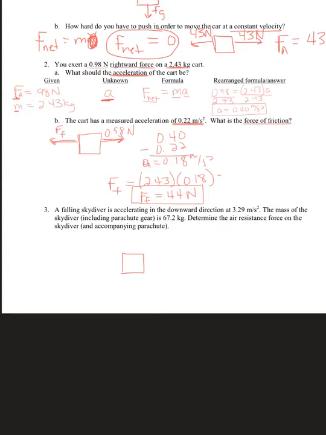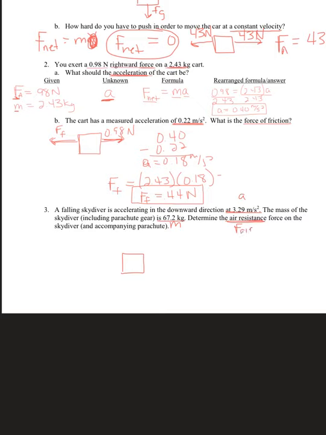All right. So again, this problem is similar to the one above, and so we're going to go ahead and annotate this question so we know what we're looking for. We have a falling skydiver accelerating in the downward direction at 3.29 meters per second squared. That's our acceleration. The mass of the skydiver is 67.2. That's our mass. And we want to determine air resistance. Air resistance is a form of friction, a frictional force, and it's our force of air resistance.